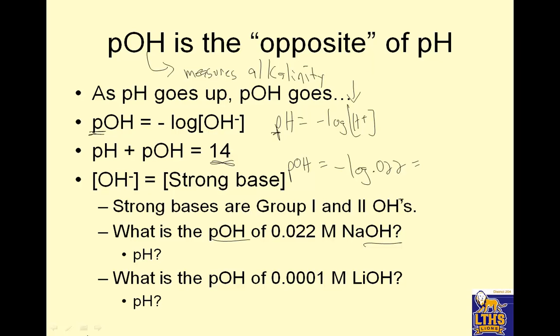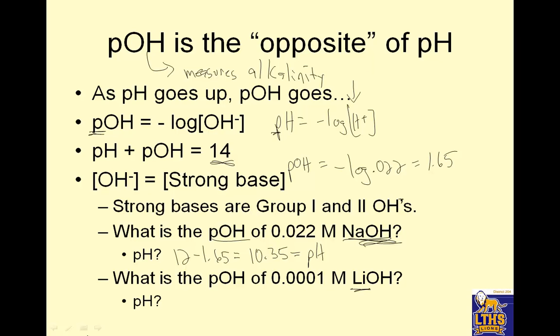Negative log 0.022 is 1.65. Notice it's strong because it's group 1, Na is in group 1. So then the pOH would be 12 minus 1.65, which would be 10.35 equals pH. What is the pOH of lithium hydroxide?